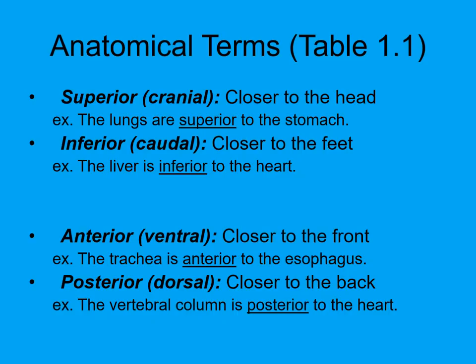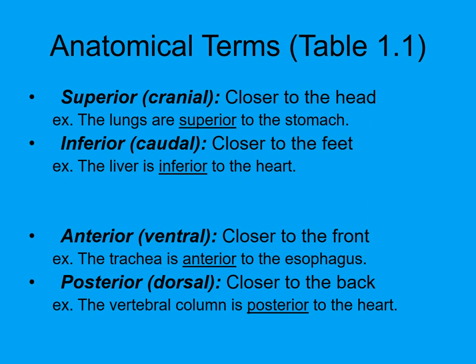With some of the anatomical terms, and these are listed in Table 1.1, you'll notice they're often in pairs. Superior means closer to the head, and the opposite of that would be inferior, which is closer to the feet. Sometimes you may see these listed as cranial versus caudal. As an example given here, the lungs are superior to the stomach. You could also say the chin is superior to the shoulder.